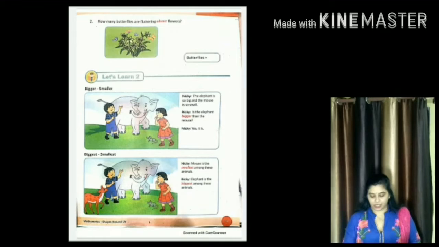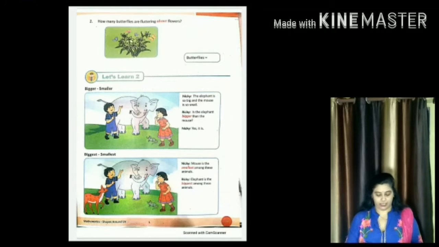Nikki is the girl. The elephant is so big and the mouse is so small. Ricky said, is the elephant bigger than the mouse? Nikki said, yes, it is. Now come down. Next picture, biggest and smallest. Nikki said, mouse is the smallest. Among these animals there are a deer, an elephant and a mouse. Then Ricky said, elephant is the biggest among these animals.